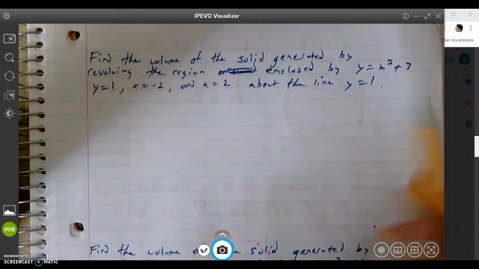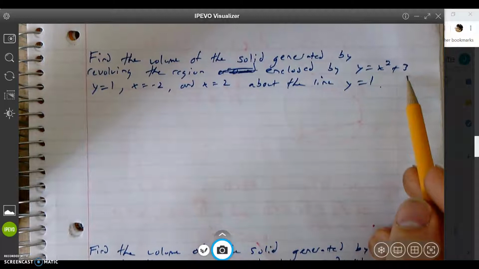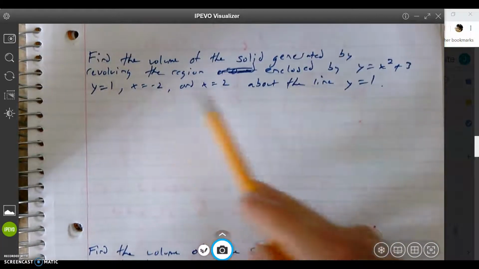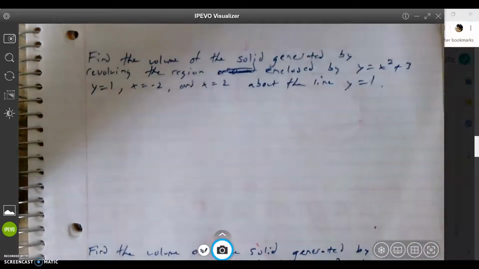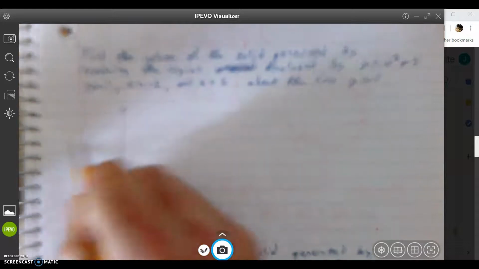Find the volume of a solid generated by revolving the region enclosed by y equals x squared plus 3, y equals 1, x equals negative 2, x equals 2, about the line y equals 1. All right, a lot of stuff. Let's take it step by step with a little drawing.